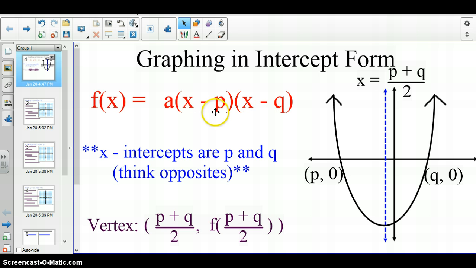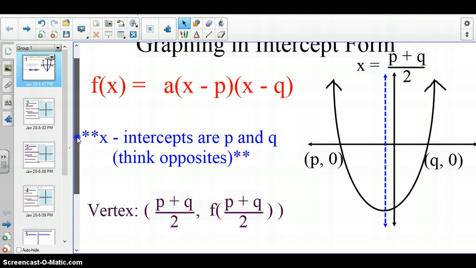What we are going to do is find the x-intercepts. The x-intercepts are actually these numbers inside the parentheses, this p and q. What we do is we set these equal to 0. Pretty much, it's the opposites. So once we find the x-intercepts, we can plot those points on the x-axis since they are our x-intercepts.